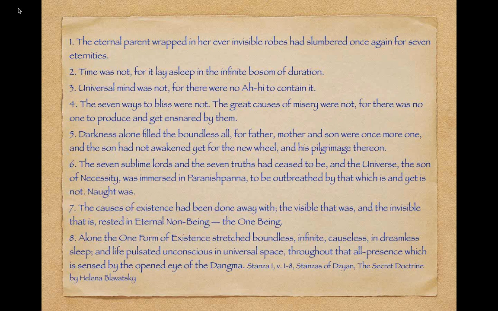Naught was. The causes of existence had been done away with. The visible that was and the invisible that is rested in eternal non-being, the one being. Alone the one form of existence stretched, boundless, infinite, causeless, in dreamless sleep, and life pulsated unconscious in universal space throughout that all-presence which is sensed by the opened eye of the Dangma. Stanza 1, Stanzas of Dzyan, The Secret Doctrine.